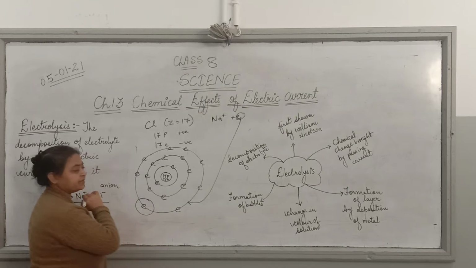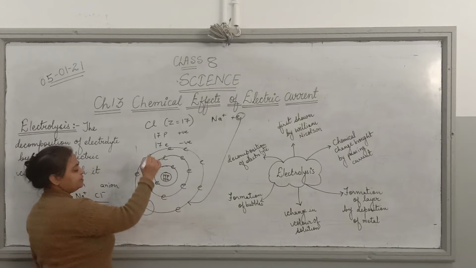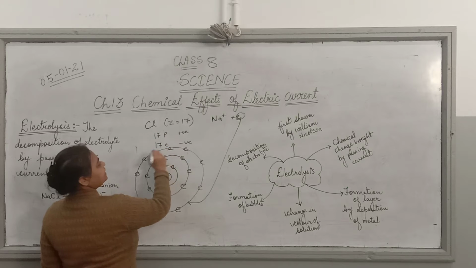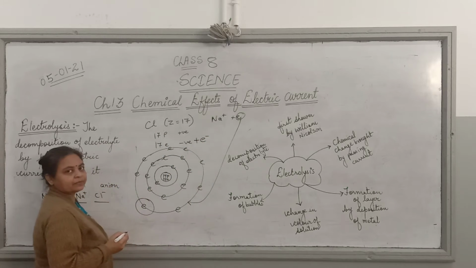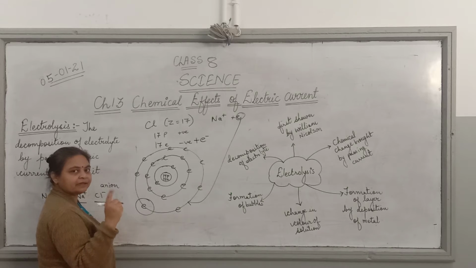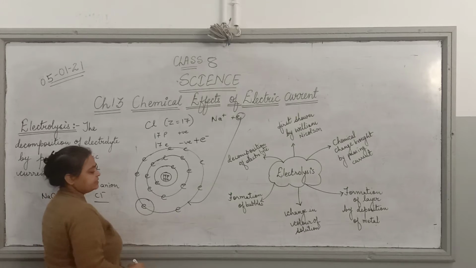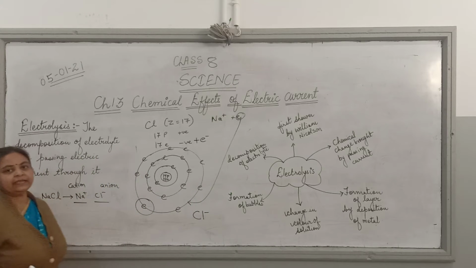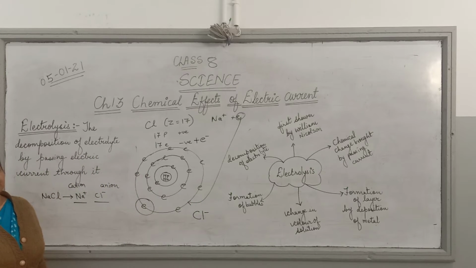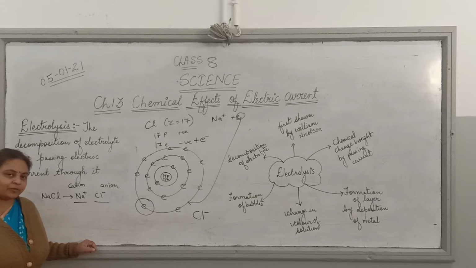This is an extra one. 17 protons and 17 electrons were there. Now 1 more electron. So 18 electrons are there. 1 extra negative charge. So chlorine is written as Cl minus or chloride ion. This is how positive and negative ions are formed.